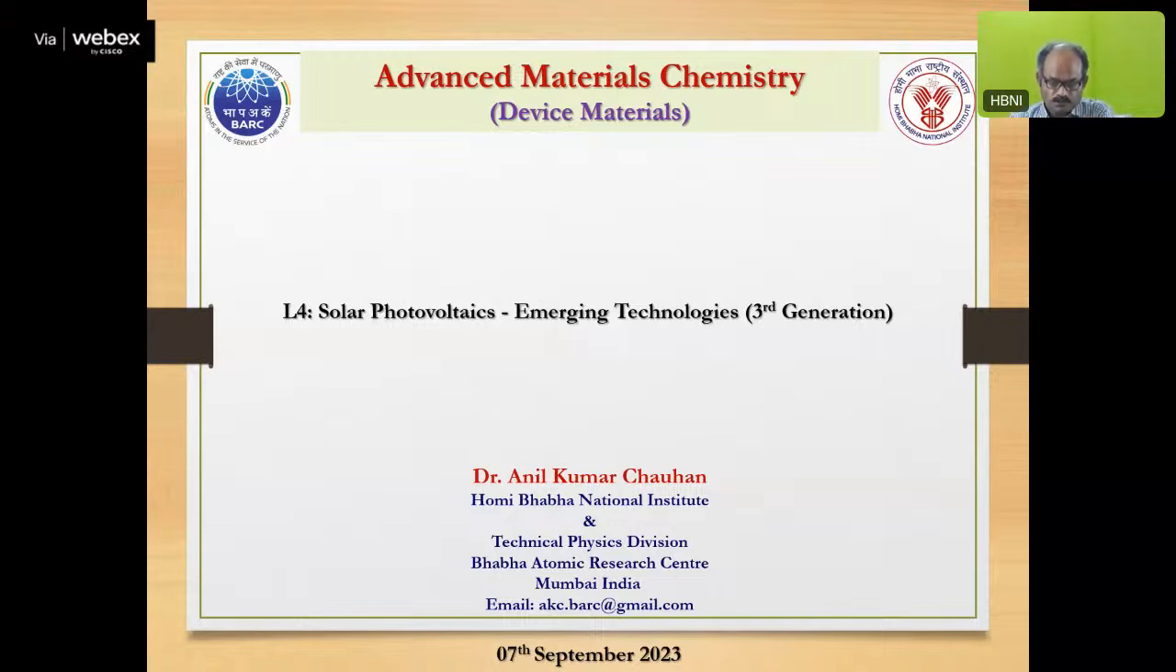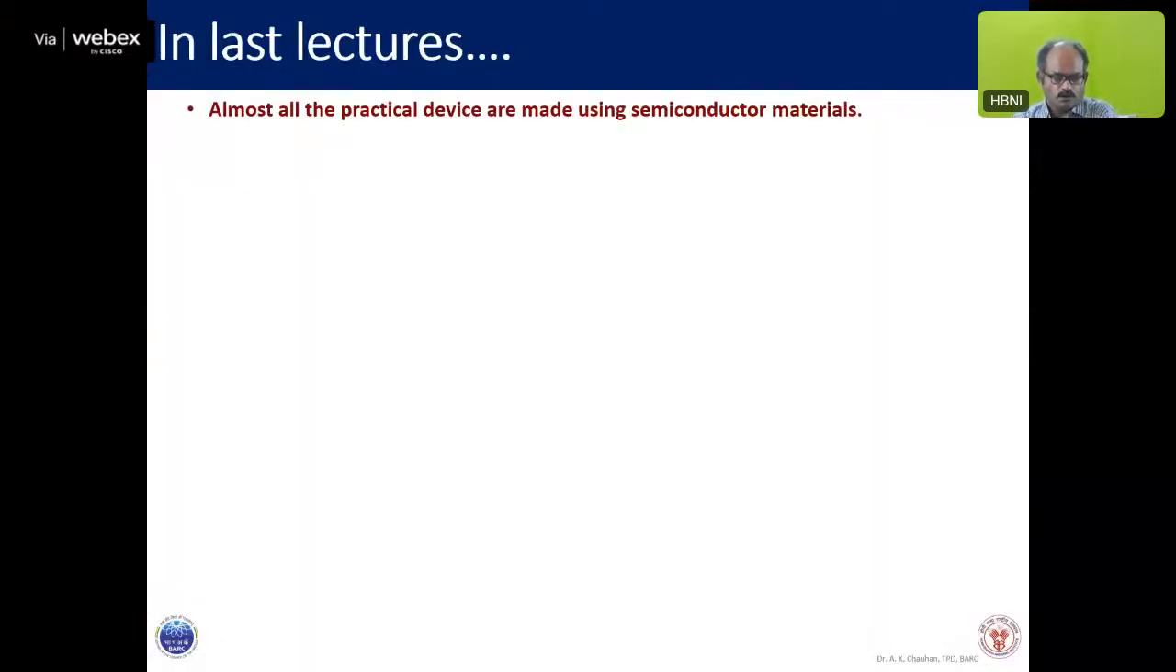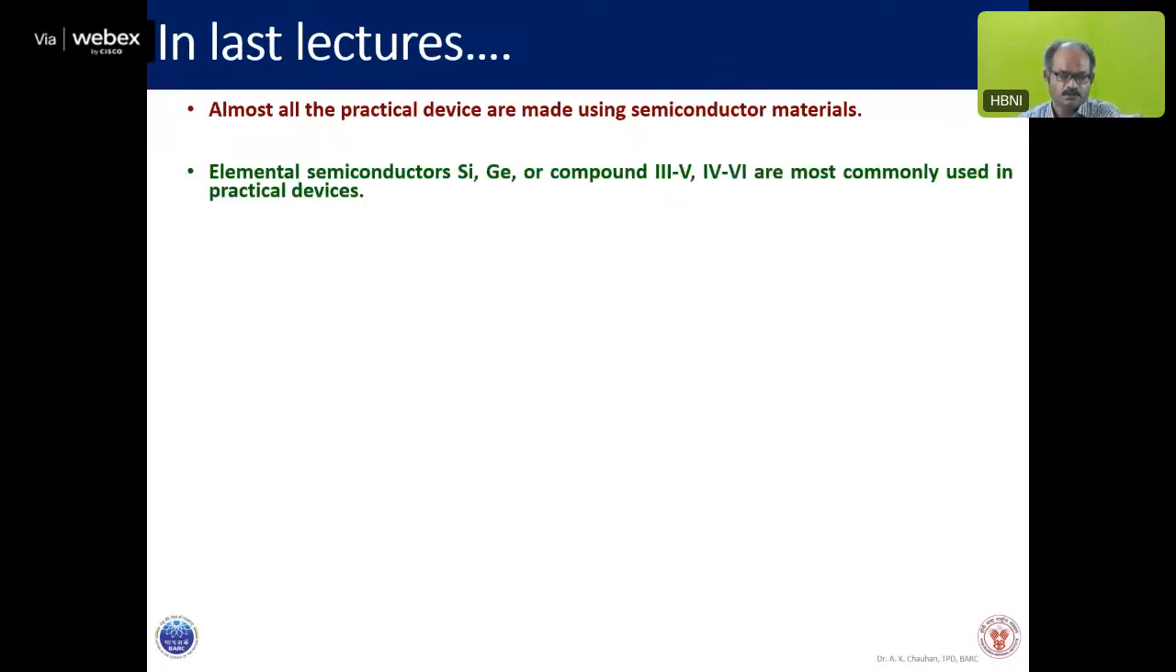Hello and welcome to the fourth lecture of Advanced Materials Chemistry, Device Materials part. In the last lectures we saw photovoltaics, and we will continue with third generation solar cells. Like in the last lectures we saw, almost all the practical devices are made using semiconductor materials because it is easy to control the movement of electrons and easy to control the number of electrons also in that.